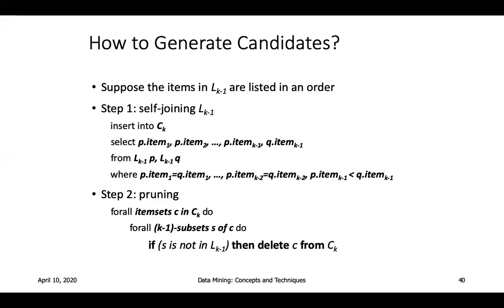How to generate the candidates? Again, the self joining. Take an example using a query like: insert into CK, select P.item1, P.item2, up to Q.item K minus 1, from LK minus 1 of P and LK minus 1 of Q, where P.item1 equals Q.item1, P.item K minus 2 equals Q.item K minus 2, and so on. This is the self-joining process. Step 2, pruning. Pruning means eliminating the item sets with less frequency. Okay, that is the pruning.